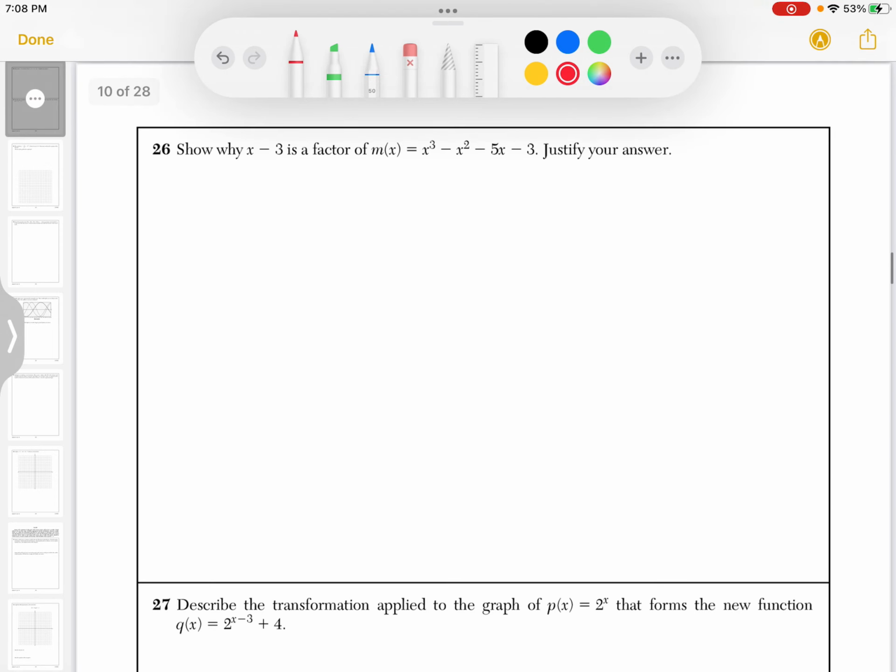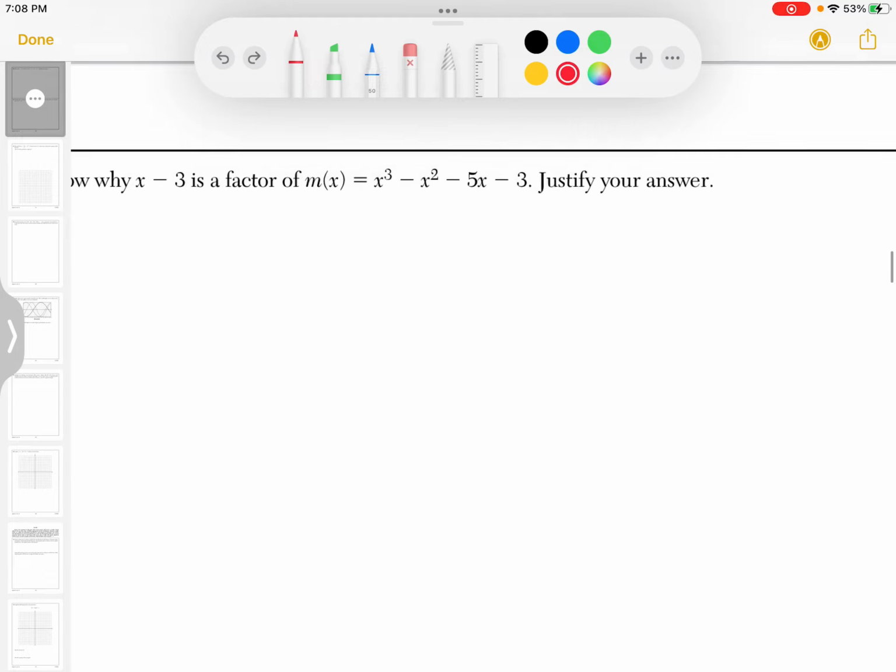All right, did I skip one? Nope, number 26. Show why x minus 3 is a factor of m of x equals blah, justify your answer. So once again, I need to show my work to back up my answer. This one's a little bit tricky because I know what a lot of people are going to try to do first. We're going to try to factor this. If I factor it and this is a factor, boom, I showed my work.